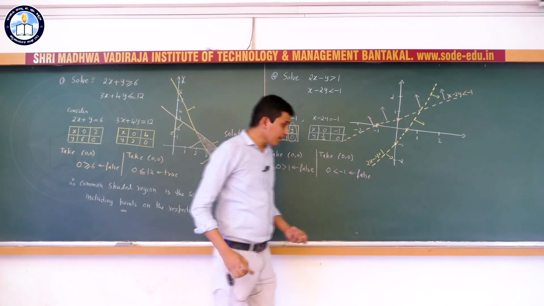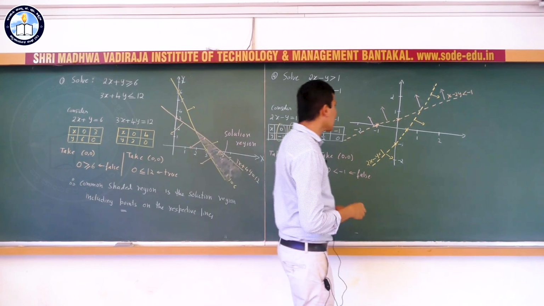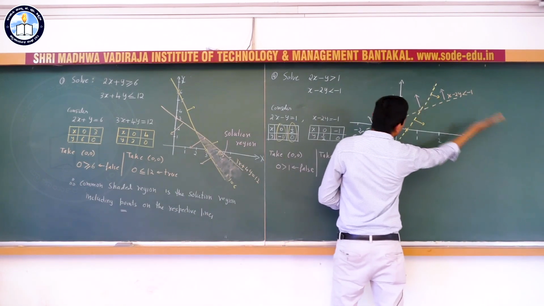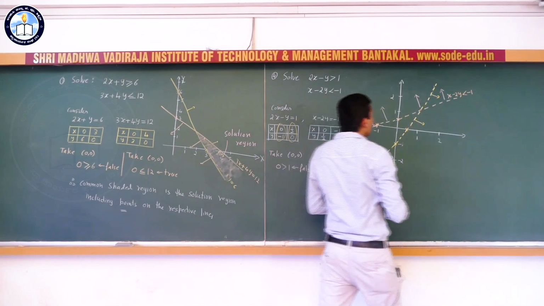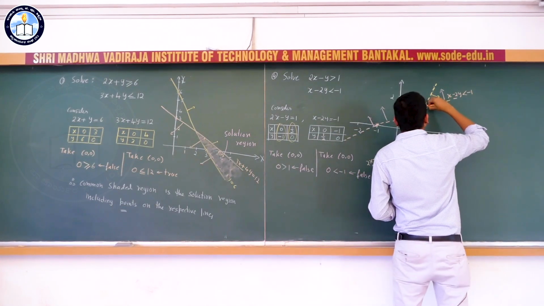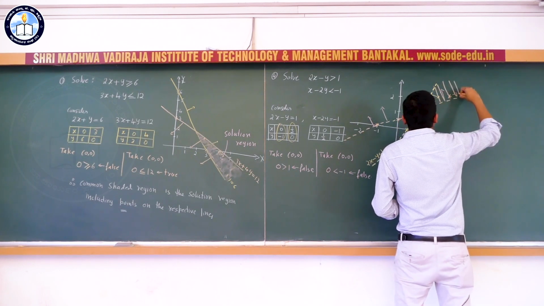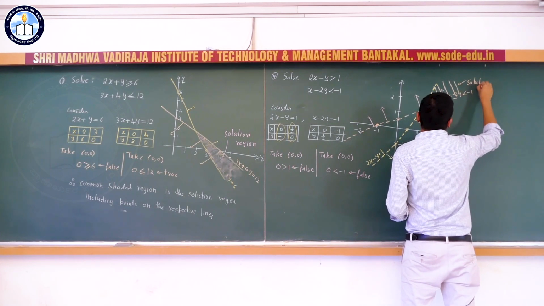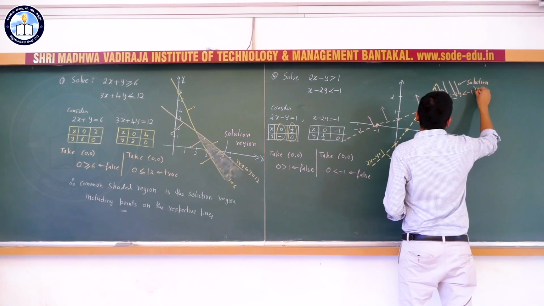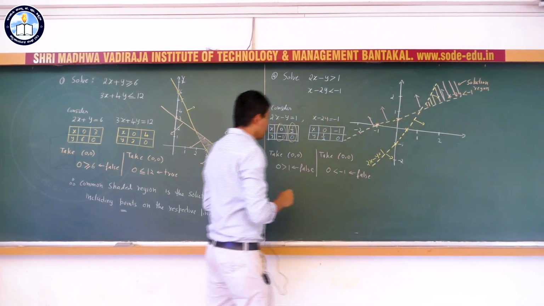So now I need to search for the common region for both the inequalities. Where does the common region come? For this line it is here, and for that next dotted line it is here, right? So where it comes as a common region, in this part it becomes a common region. Agreeing or not? Right? So this is your solution region for this particular question.